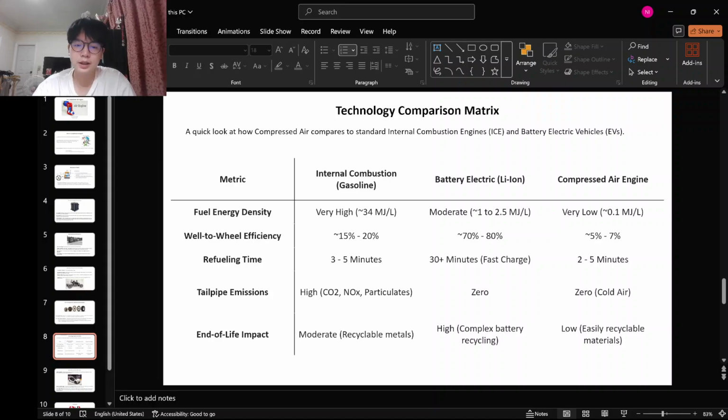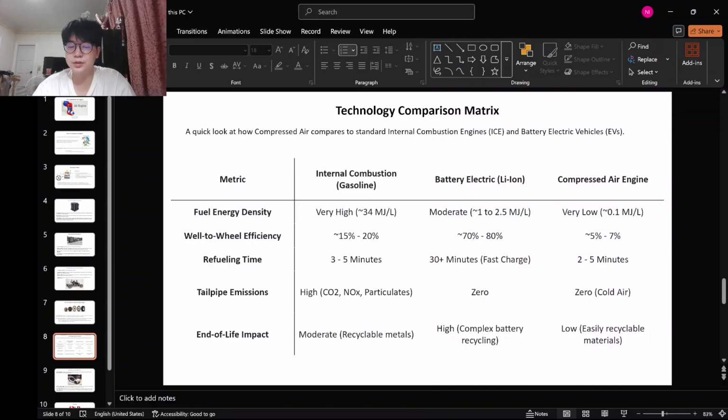Well-to-wheel efficiency: ICE 15% to 20%, EVs 70% to 80%, compressed air engine 5% to 7%. Refilling time: ICE 3 to 5 minutes, EVs 30 plus minutes for a fast charge, CAE 2 to 5 minutes.